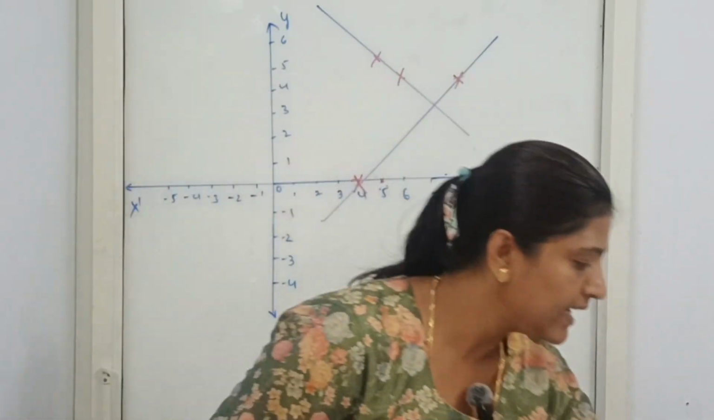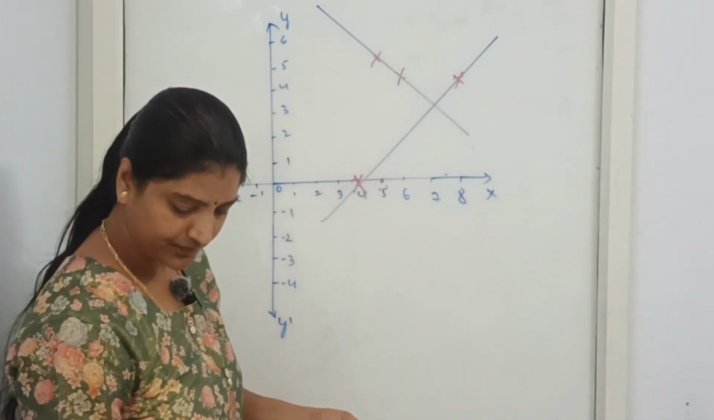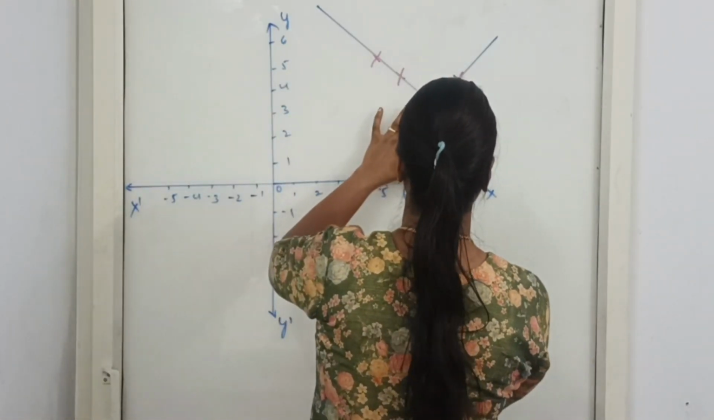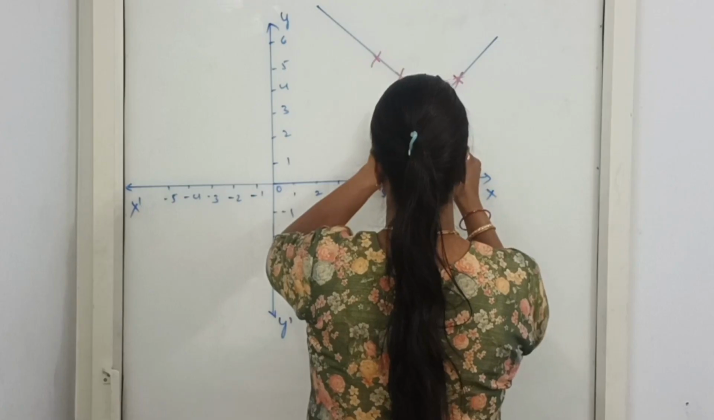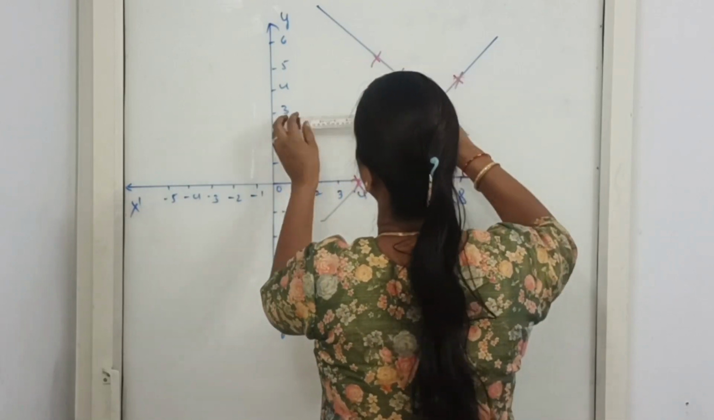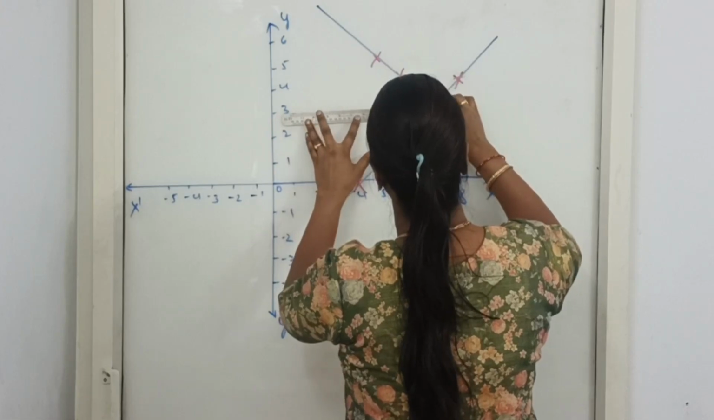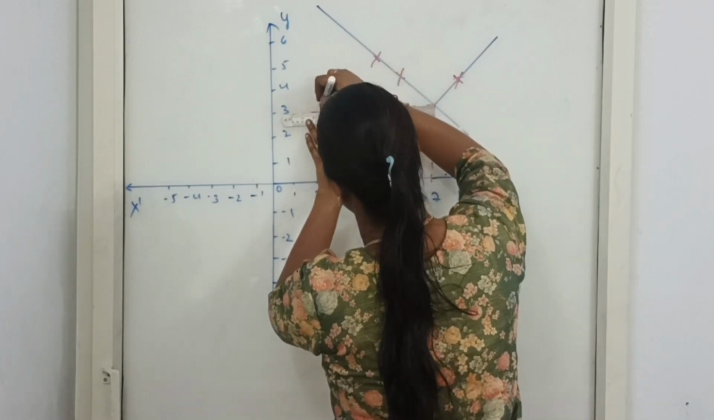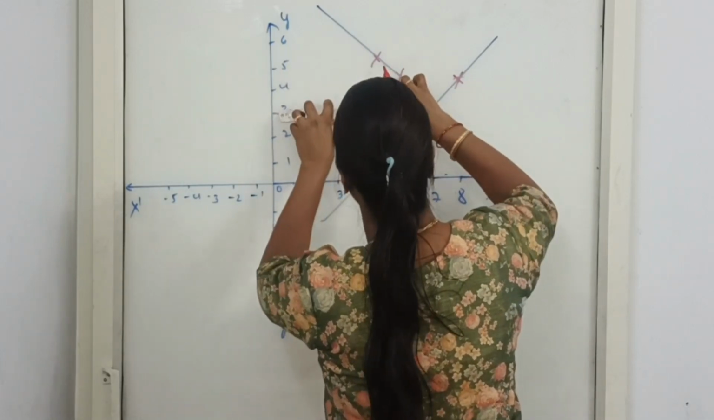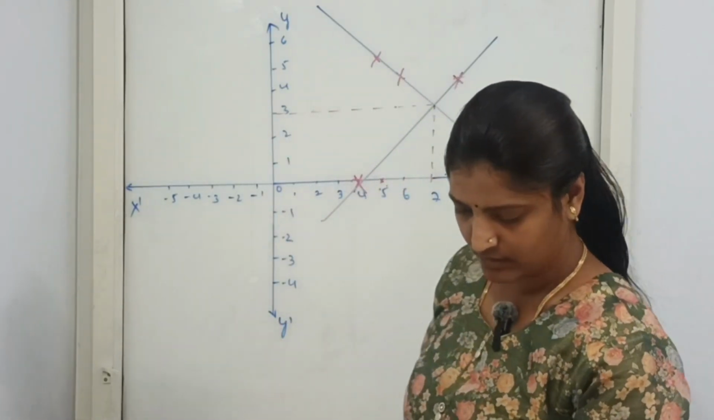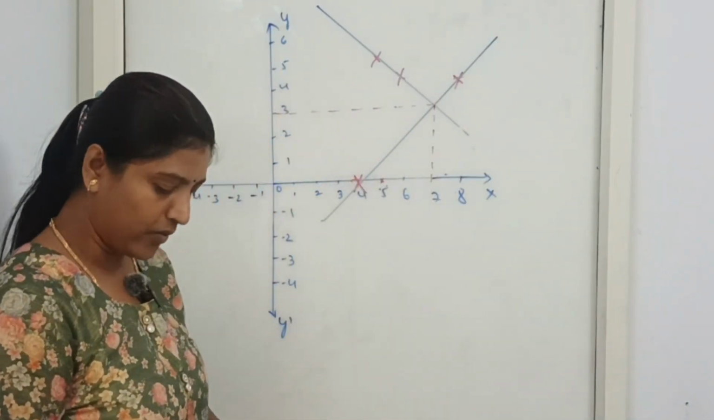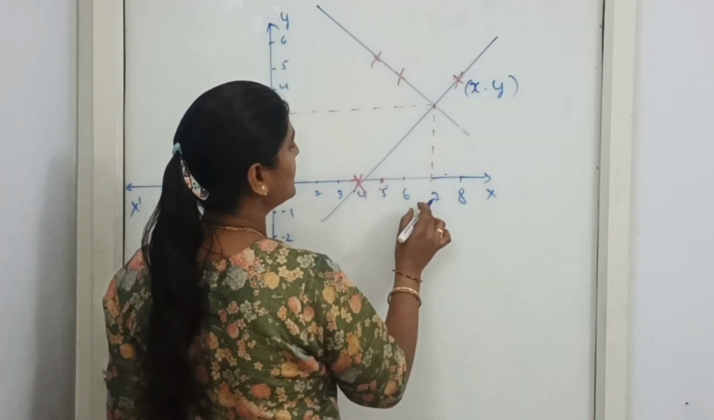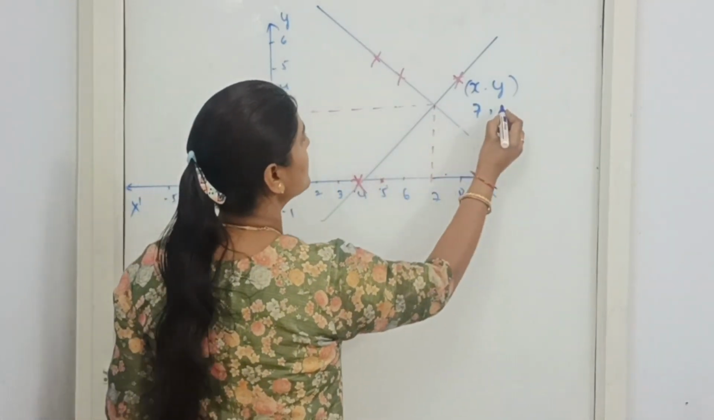Now where they are intersecting, join them. Where they are intersecting, they intersect here and here, is it not? So this is the touching point on the x axis and y axis. Where it is touching, always write x comma y. On x it touches on 7, on y it touches 3.